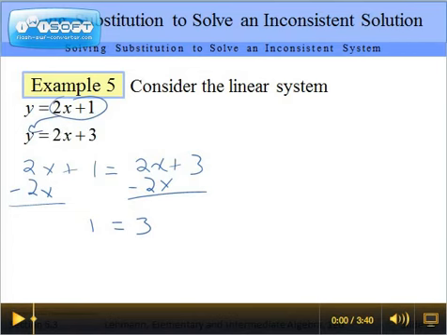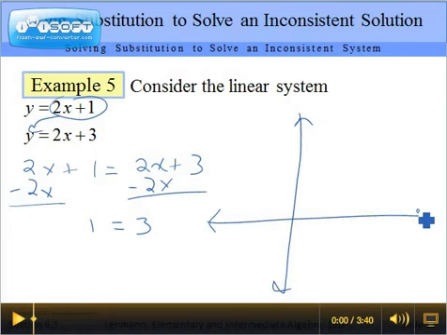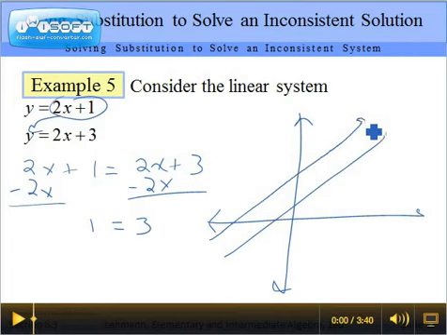So if I were to graph these, a rough sketch of this would look something like this. So since solving a system of linear equations is looking for where two lines intersect, and if our system is parallel lines, it means they never intersect. So a system that contains parallel lines is inconsistent. It has no solution, and it will yield a false statement in the end.